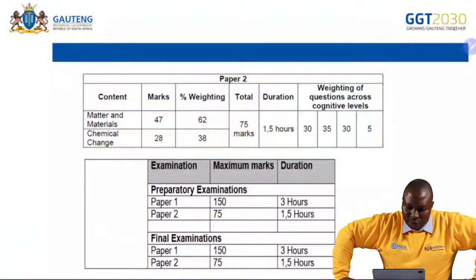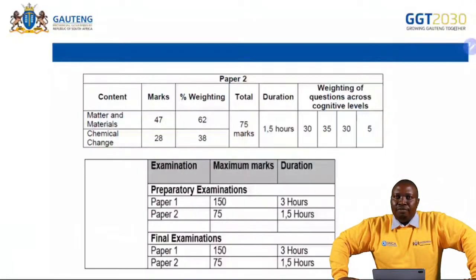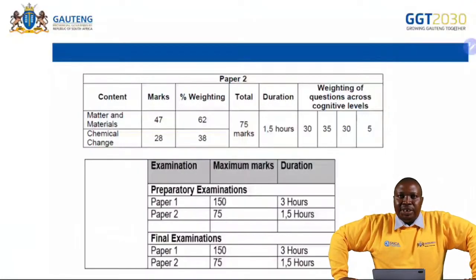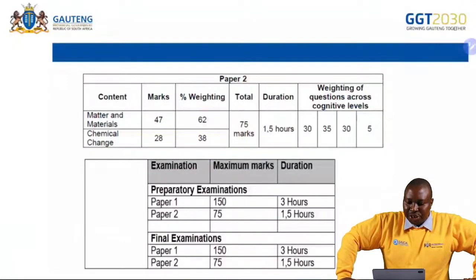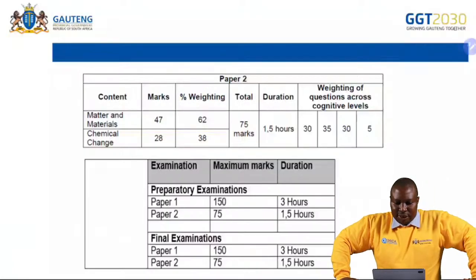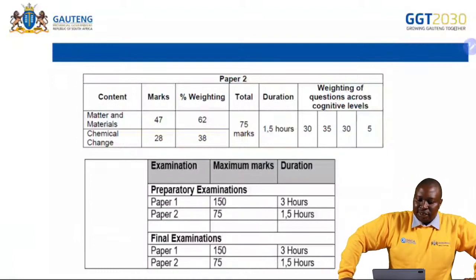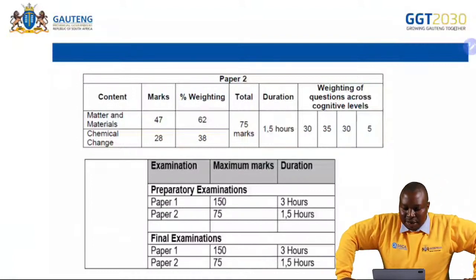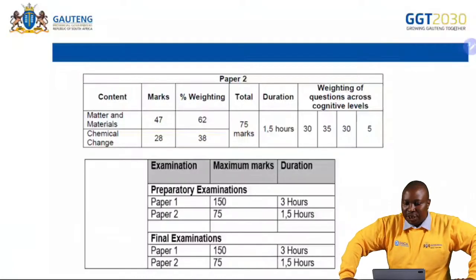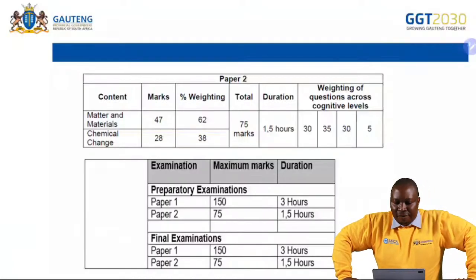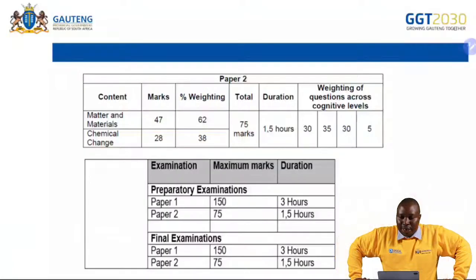You will remember, learners, in paper 2 we have 2 knowledge areas: matter and materials, as well as chemical change. Today we'll be focusing on chemical change, which is 28 marks out of 75. Remember, paper 2 is 75 marks, so we're going to have 28 marks under chemical change. That is our focus for today. The paper will be 1.5 hours. I think you saw that during prelim.